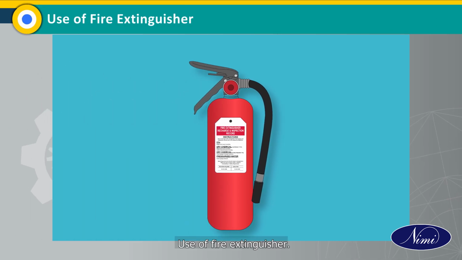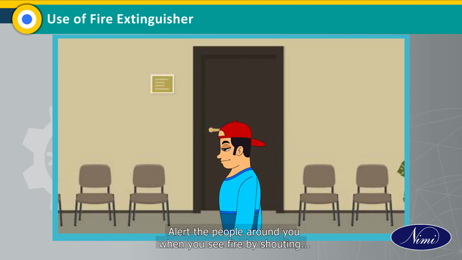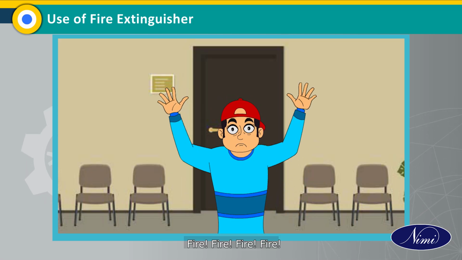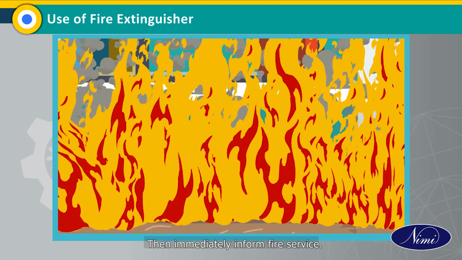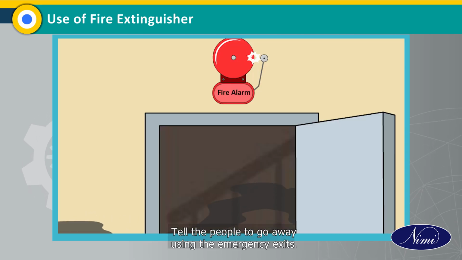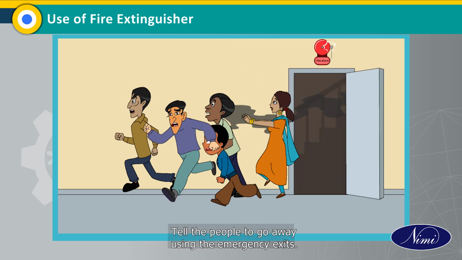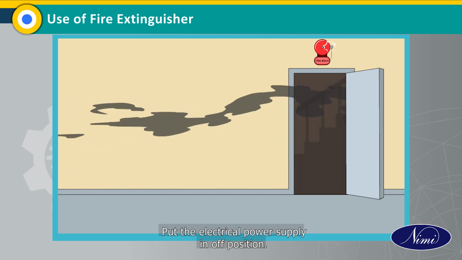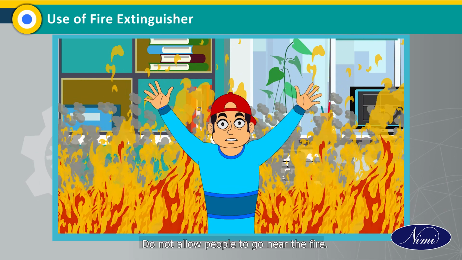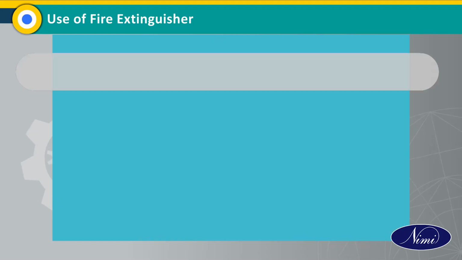Use of fire extinguisher. Alert the people around you when you see fire by shouting, "Fire, fire!" Then immediately inform the fire service. Tell the people to go away using the emergency exits. Put the electrical power supply in the off position. Do not allow people to go near the fire.